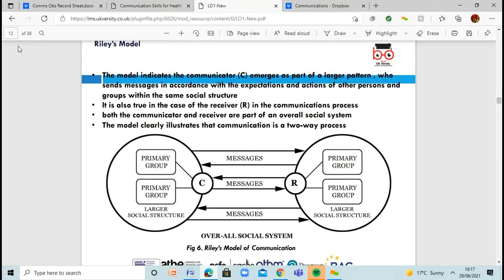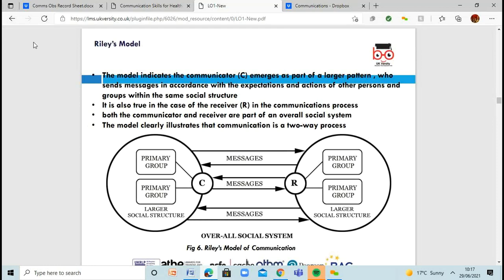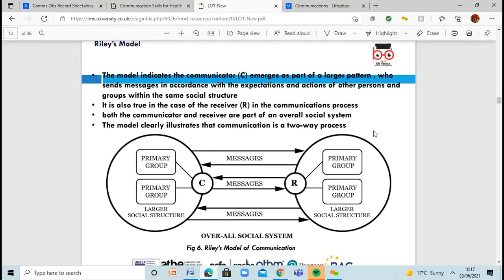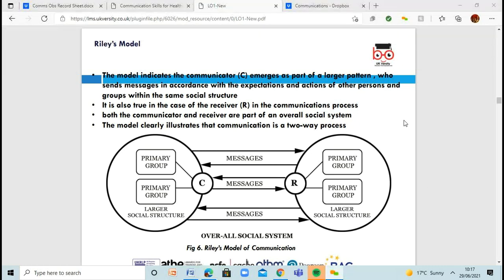Then we have Riley's model. Now, Riley's model shows that the communicator has a larger part in what is happening in the message. It's also showing that this can be in a big social structure as well, and that the receiver is also quite an important part of the message because they're going to get the message, decode it, and think about what it is, and they're going to go backwards and forwards in a two-way process.